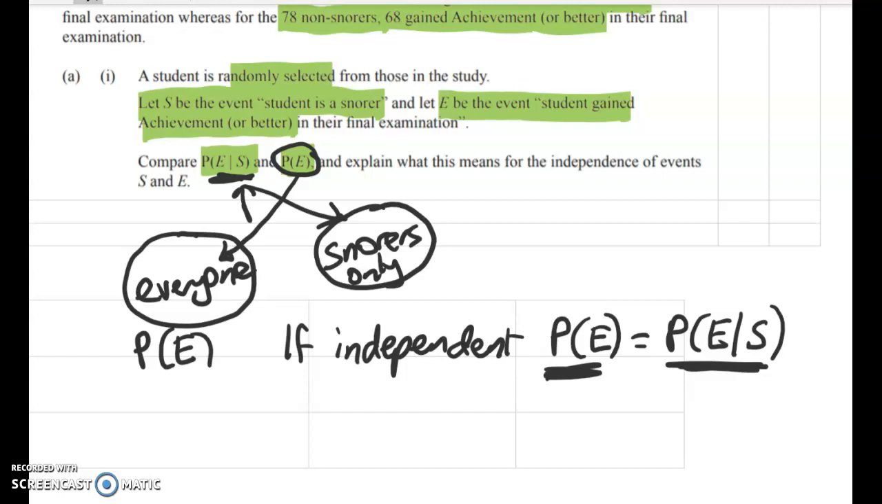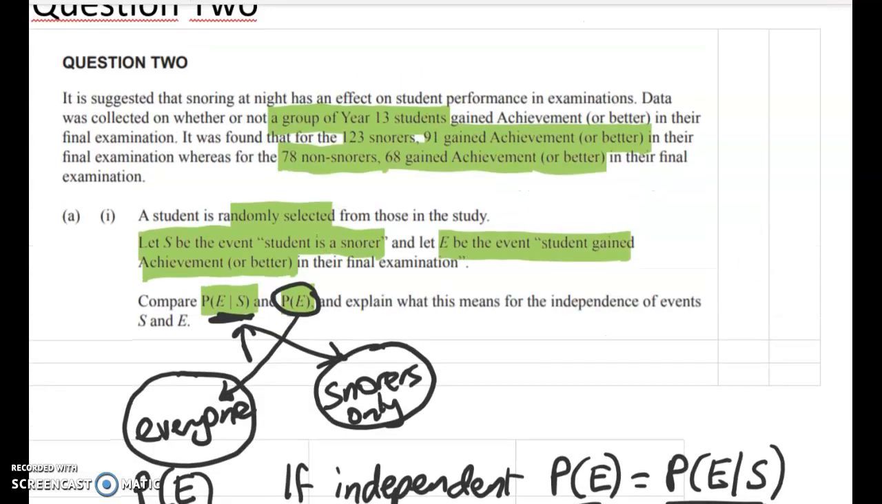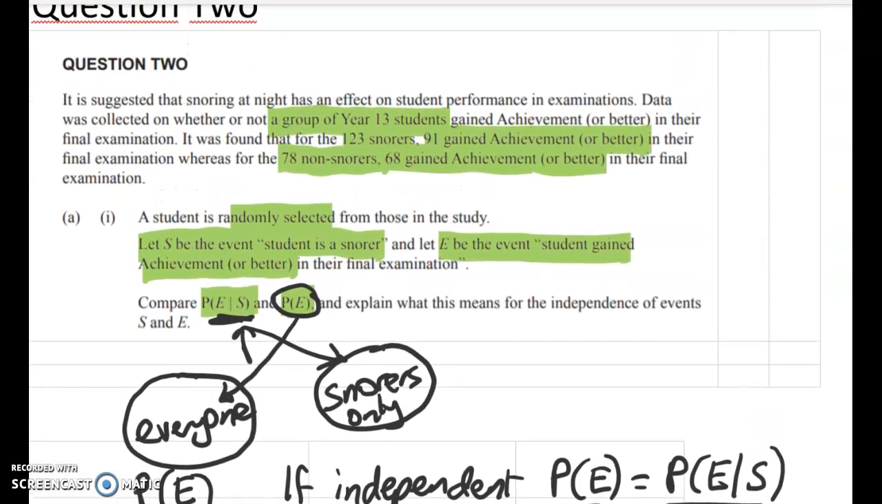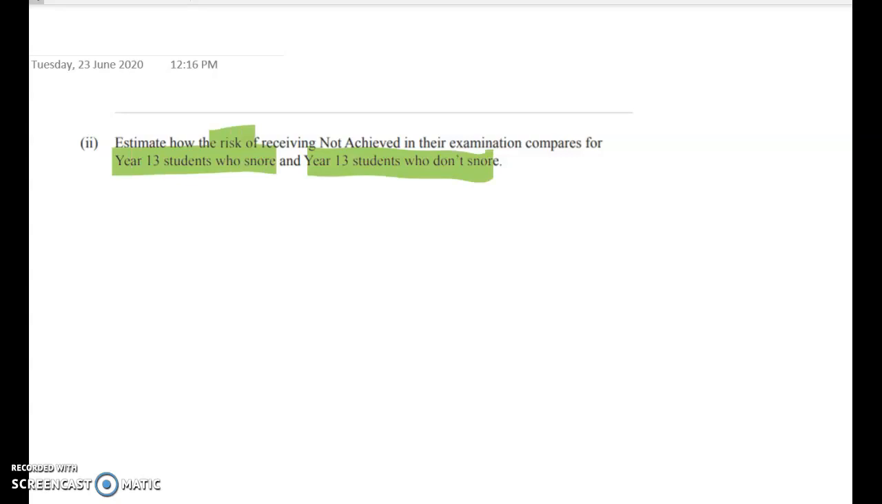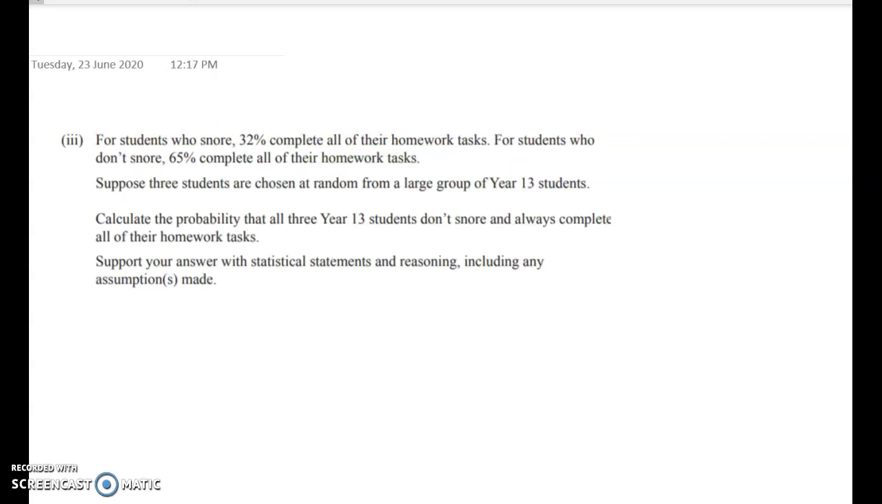So what I'm going to do that is to build up a table. Now I'm partly doing that because I've skimmed through the rest of the question. So we'll have a look at that now. What else is in here? Well, we have to figure out how the risk of not achieving in the exam compares for those who snore and those who don't snore. So this is a relative risk question. A table is going to make that one very easy to work out. And then in part 3, we've got more stuff. We've got students who snore and whether they finish their homework or not. So this is probably going to be a tree diagram, but we can start off with a table.